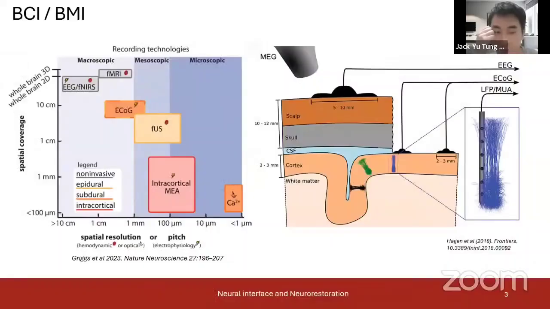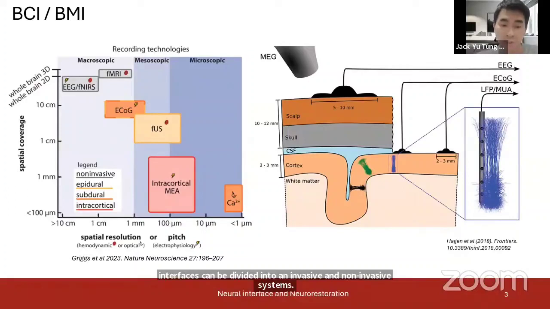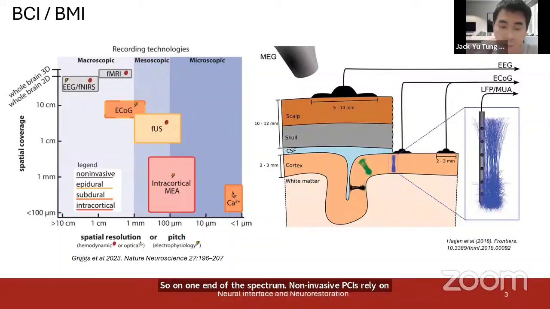Brain-computer or brain-machine interfaces can be divided into invasive and non-invasive systems with a trade-off between factors such as spatial temporal resolution, spatial coverage, and the degree of invasiveness. So on one end of the spectrum, non-invasive BCIs rely on external sensors like EEG that we have just heard about, and MEG and fMRI to detect neural activities. They typically have relatively low spatial temporal resolution, when compared to invasive implants.